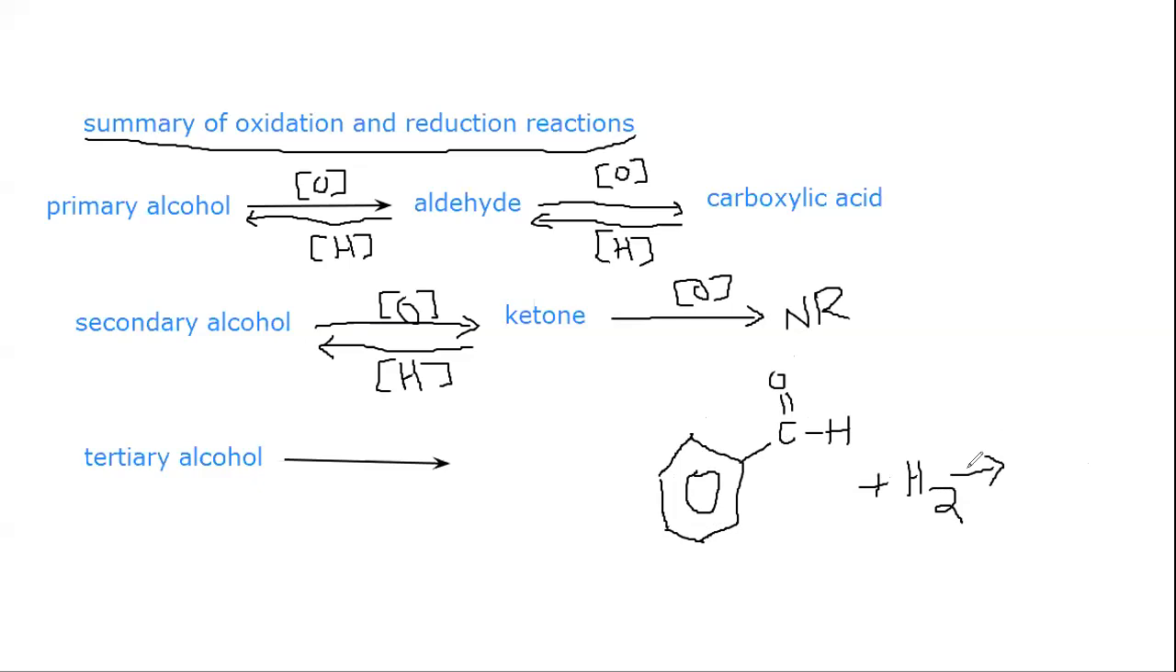Now I'm analyzing this. I'm adding hydrogen, that means reduction. So what is the functional group on this? I don't see any benzene ring in my summary. So what is this functional group? C double bond OH. What is that functional group? Aldehyde. So clearly this is an aldehyde.